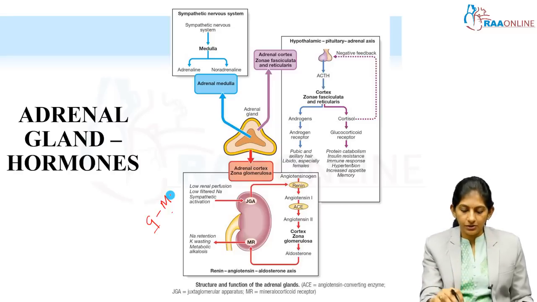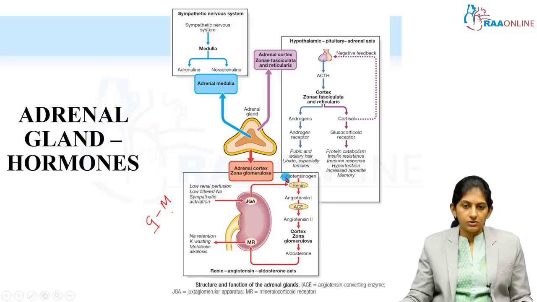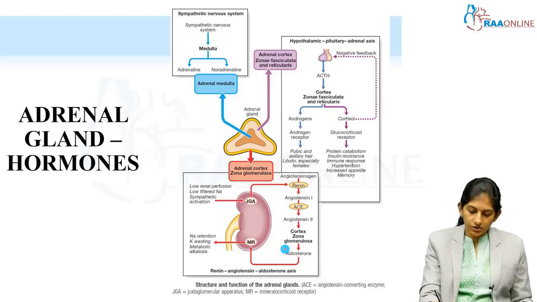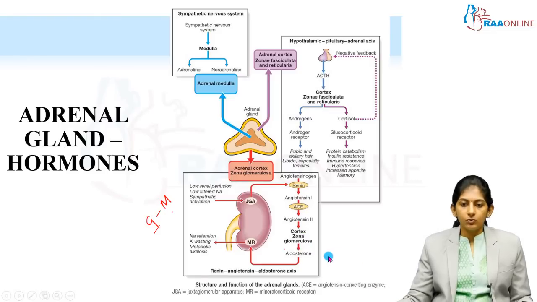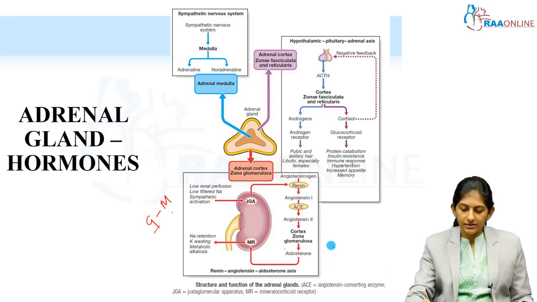So first coming to the zona glomerulosa. Zona glomerulosa is a part of the adrenal cortex. It secretes what? Mineralocorticoid, that is aldosterone. So this aldosterone is regulated not by your HPA axis, not by the hypothalamic pituitary adrenal axis. Rather, it is regulated by what axis? Renin, angiotensin and aldosterone axis, right? So how does this renin, angiotensin, aldosterone axis work?